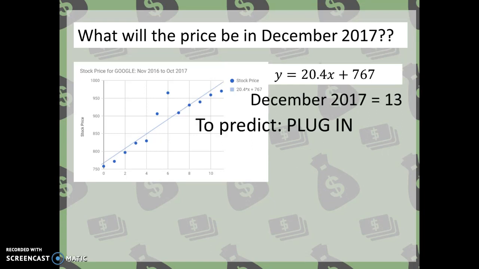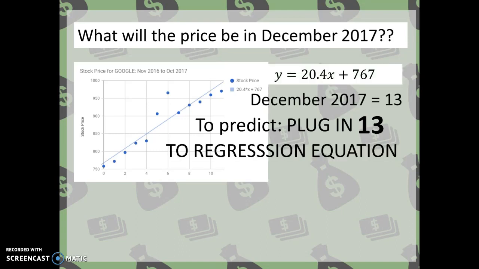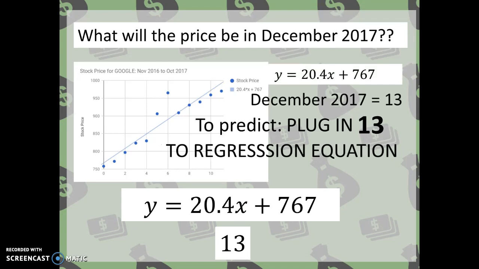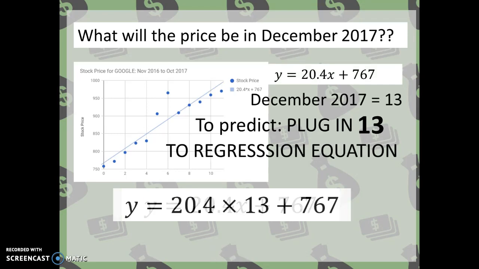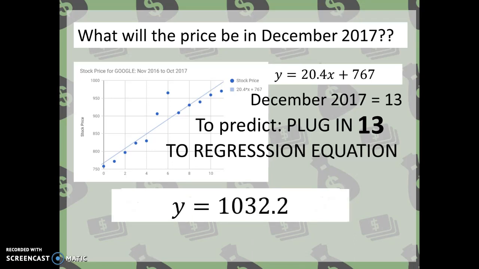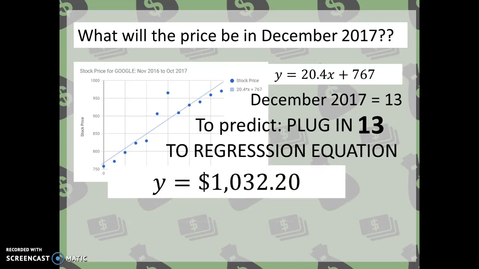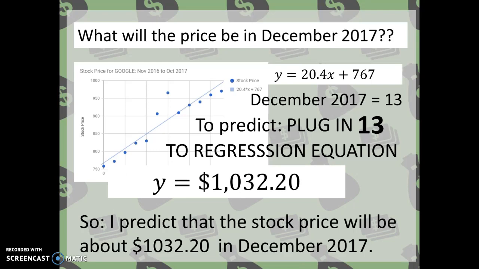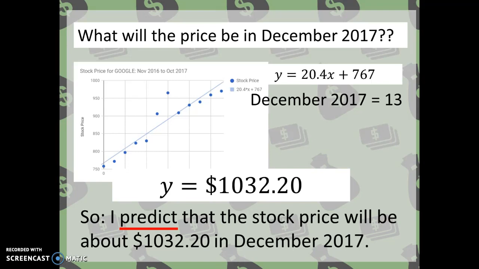Now I can predict because I'm going to plug that 13 into the regression equation. 13 goes into that regression equation. And when I say plug it in, it means you're going to multiply it and then add. That's a calculator problem. The calculator spits out the answer, but I know it's going to look like that because we're dealing with money. And once again, I've got to put this back in my problem. I'm talking about stock prices for Google. So I'm going to predict the stock price will be $1,032.20 in December 2017.